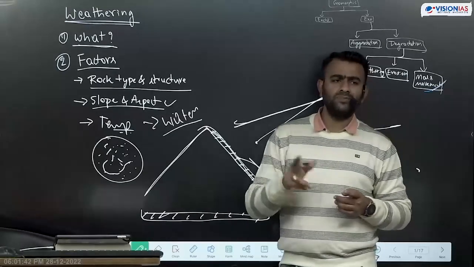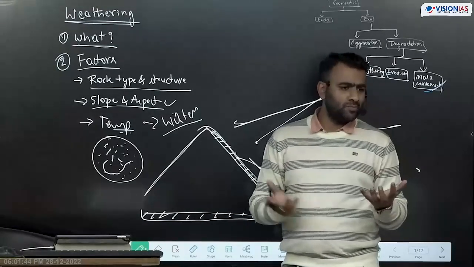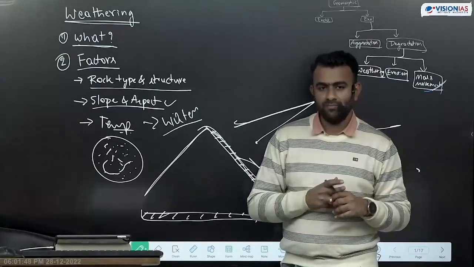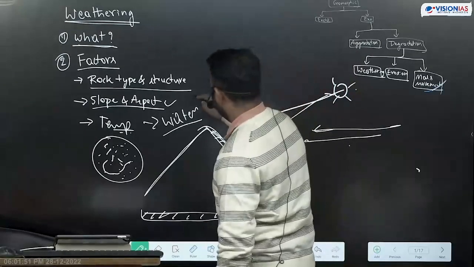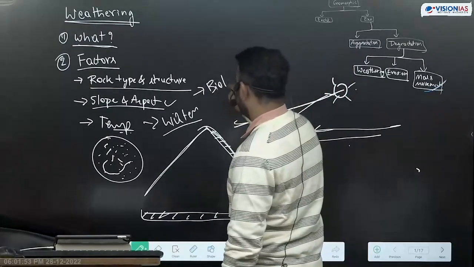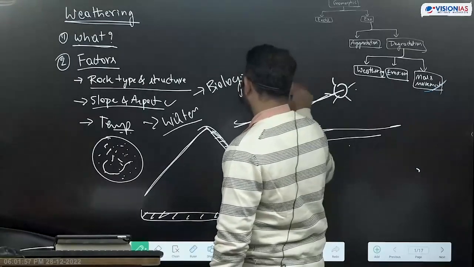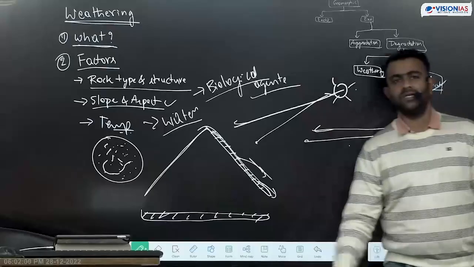And water also helps in chemical reaction. In the presence of water, more chemical reactions happen. It helps in chemical weathering. ठीक है? Fifth one, biological agents. Various different biological agents which are present near to the surface help in weathering.